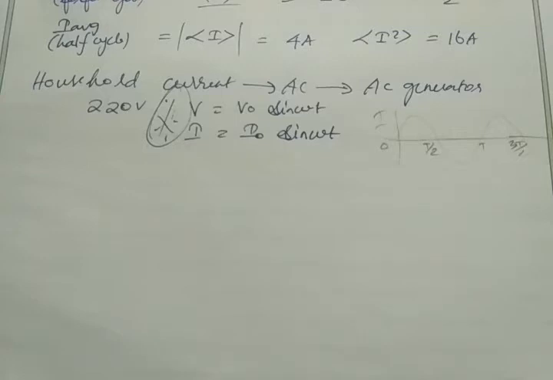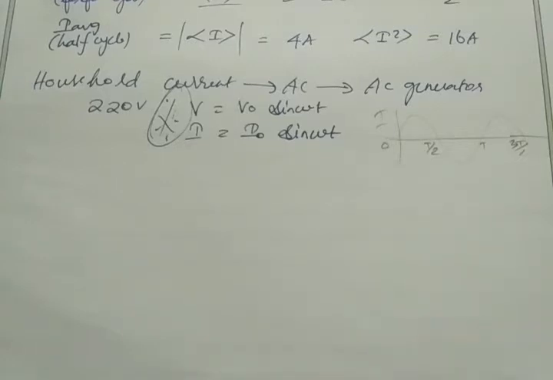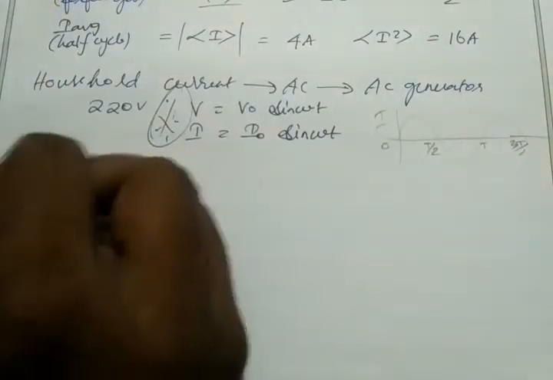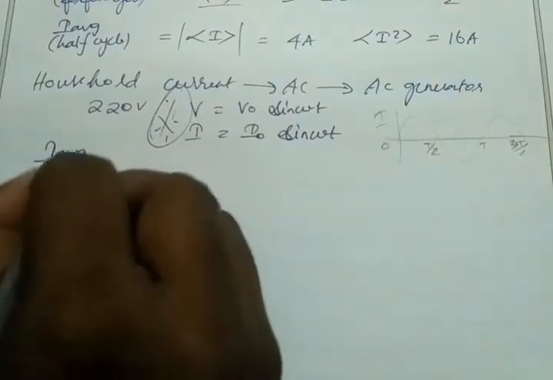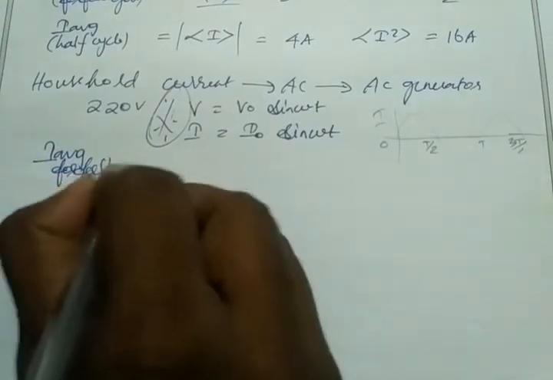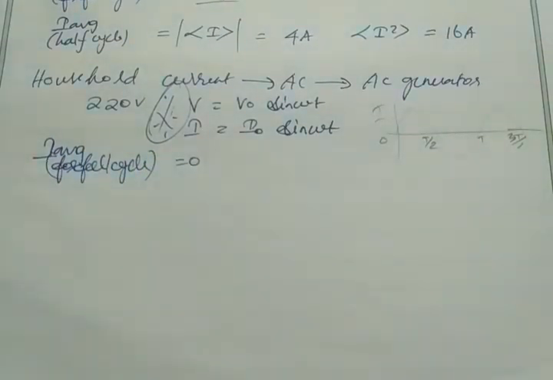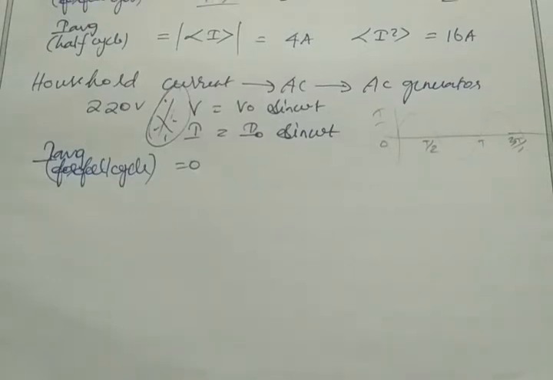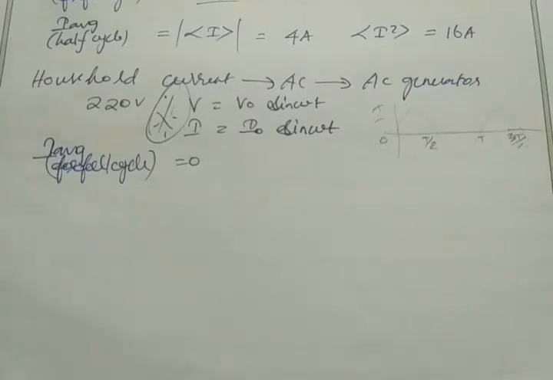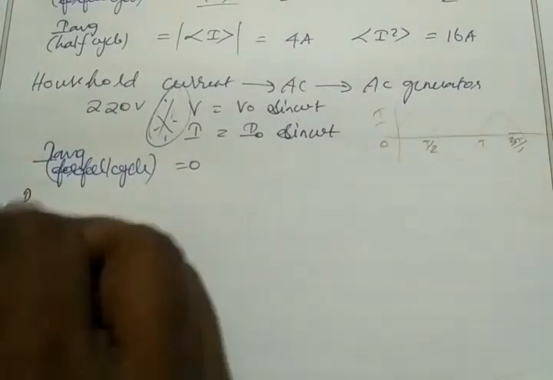Clear? So let me prove that I average for full cycle will be 0. We already know the I average value for full cycle is 0. So we have to prove this, a very important derivation. From the exam point of view, they will ask for proof that the I average current for full cycle will be 0. So you have to solve this derivation.